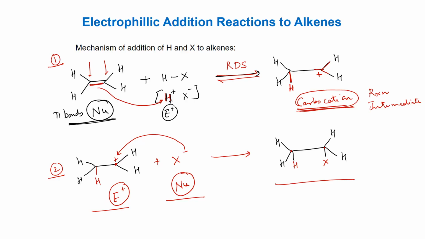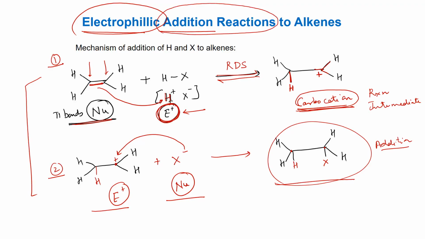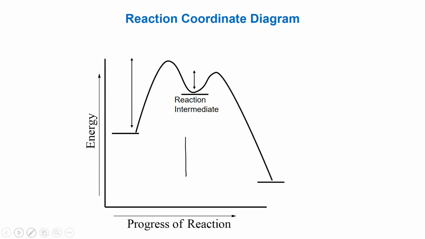All right. Now the reason we call this mechanism the electrophilic addition mechanism is because the first step in the reaction involves the attack of the alkene by an electrophile. That is why it is electrophilic. And if you look at the overall reaction, it is an addition reaction. Therefore we call this entire mechanism an electrophilic addition reaction. All right, so let's now take these 2 steps and put them in the reaction coordinate diagram.